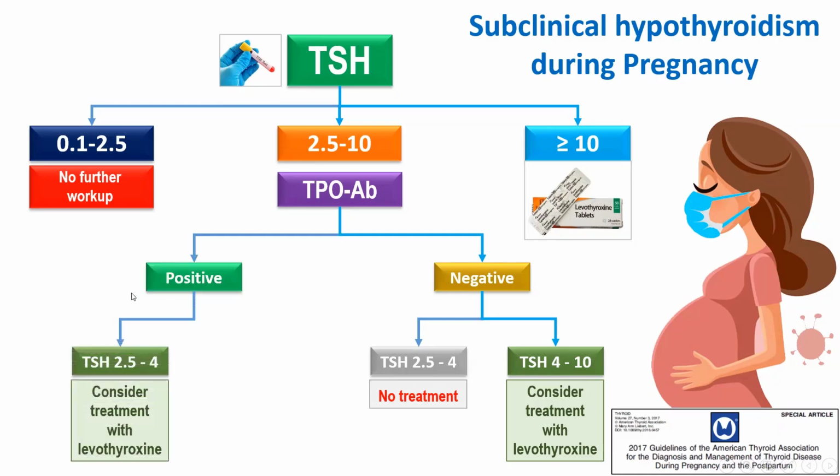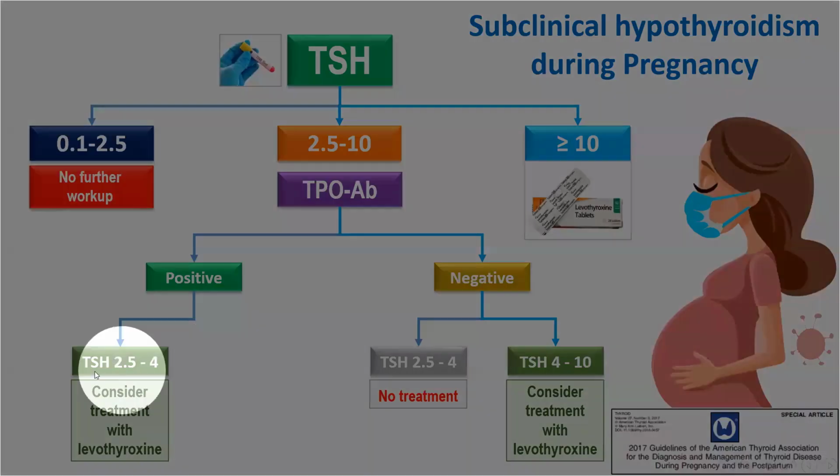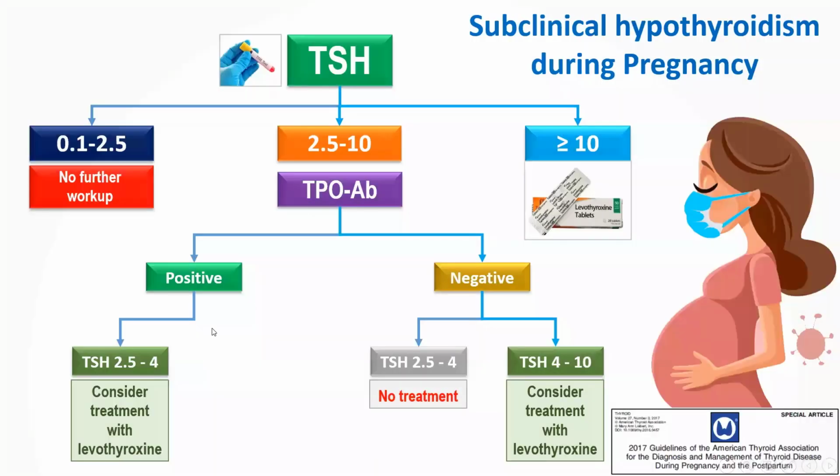If the anti-TPO is positive, in this situation, with TSH between 2.5 and 4, we consider treatment. Look at this: because the TPO is positive, we consider treatment if TSH is between 2.5 and 4. But in this situation, because the TPO is negative, we should not treat. And if TSH is between 4 and 10, we should treat.